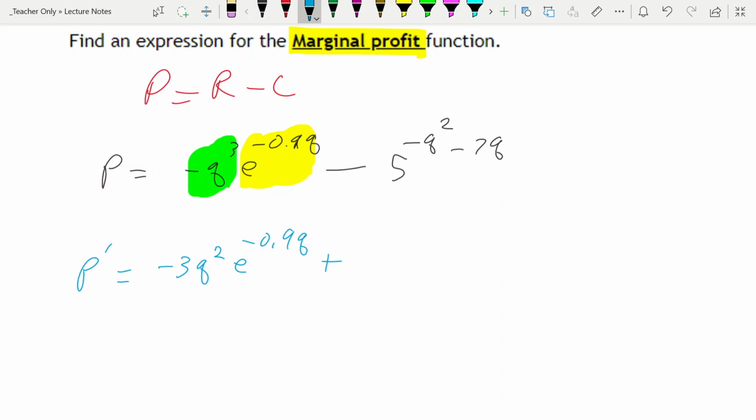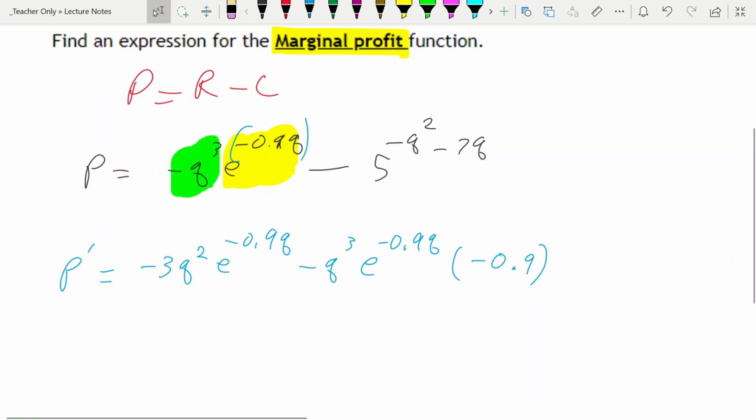Now we say plus, but our q cubed has a negative built into it, so we're going to flip that to a minus q cubed. Now I do the derivative of e to the stuff, which is e to the stuff, e to the negative 0.9 q, times the natural log of the base, which is e, but the natural log of e is just 1, so we don't write it. Now we did the e, but we haven't done the derivative of the argument, so for the chain rule we multiply by the derivative of the argument. Negative 0.9 times q would end up just being negative 0.9. Simple. Now we're done with that product rule, so we're going to say minus.